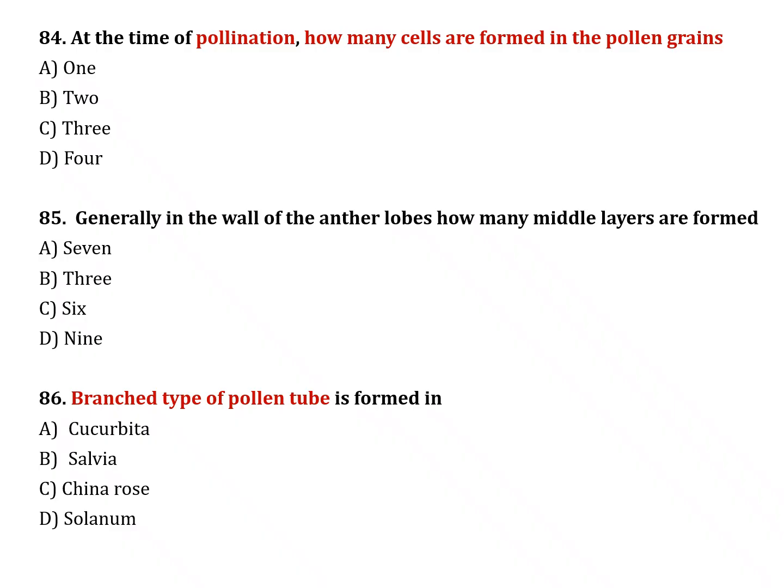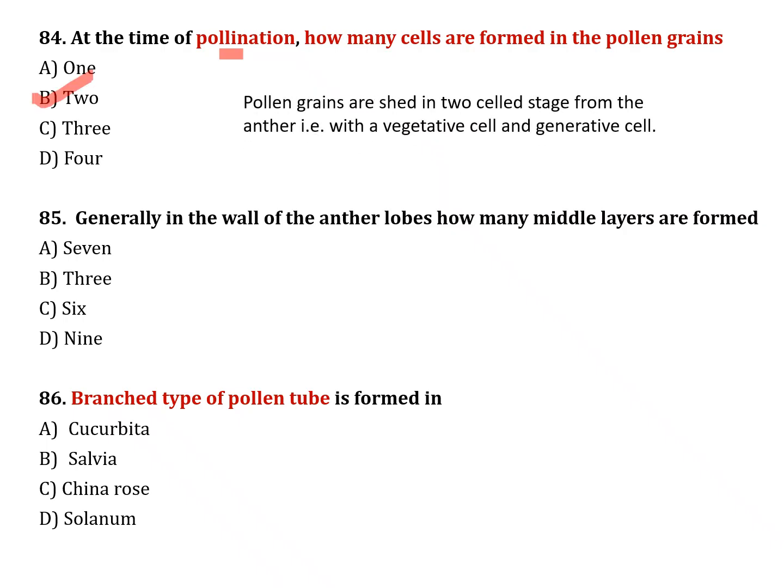The next question, number 84. At the time of pollination, how many cells are formed in the pollen grain? Option A, 1; option B, 2; option C, 3; option D, 4. The correct answer is option B, 2. That is one vegetative cell and another generative cell. Pollen grains are shed from the anther in a two-celled stage, with a vegetative cell and a generative cell.